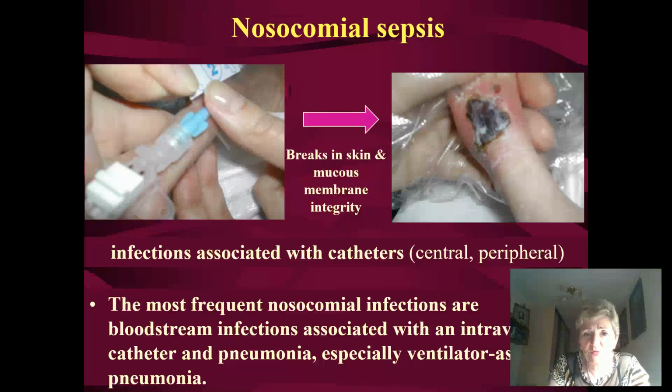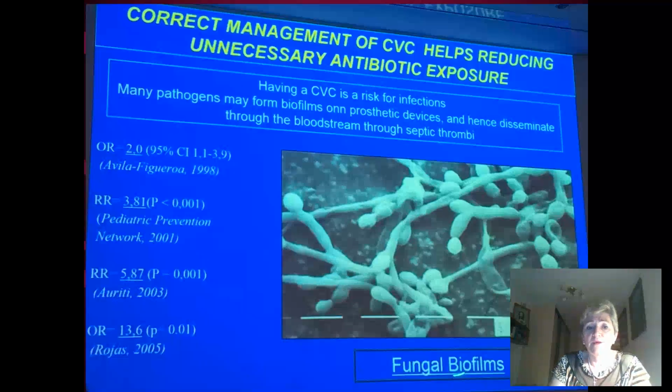Next, in this slide, we can see the same infection associated with the catheter, central or peripheral. The most frequent nosocomial infections are bloodstream infection associated with the intravascular catheter, and as we can see, necrosis after intravenous catheter. Next, pneumonia, especially ventilator-associated pneumonia.